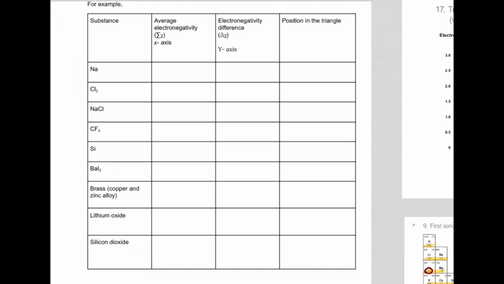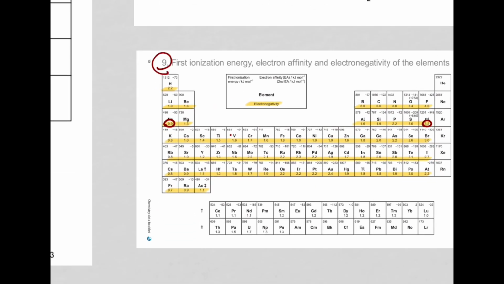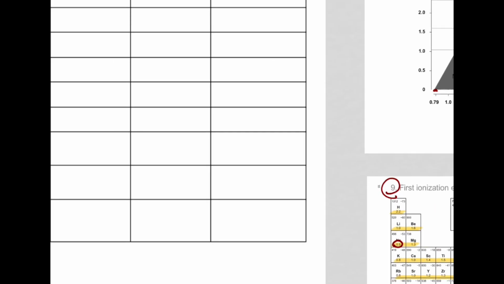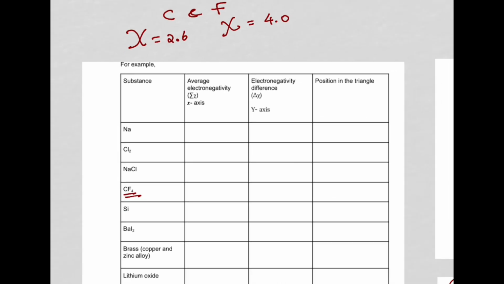Let me take CF4. The bonding is between C and F. The first thing, I will find the electronegativity of carbon in the data booklet, section 9 of the data booklet. Carbon is 2.6 and fluorine is 4.0. For the average electronegativity, this is the x-axis, so it is 4.0 plus 2.6 divided by 2.